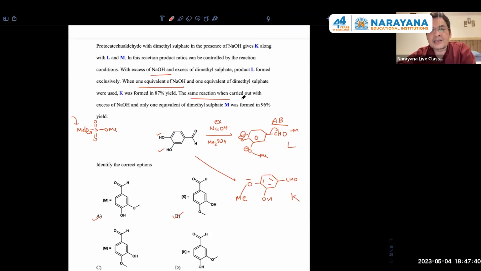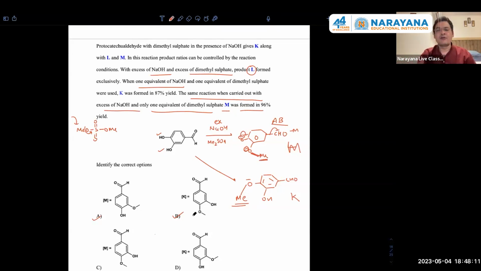The same reaction when carried out with excess of NaOH, and only one equivalent dimethyl sulfate, M was formed. Excess means these two will create anions. Only one equivalent means this anion should attack. So this should be M. Or if you have Me2SO4 also in excess, then both Me will generate. So the compound L is having both OMe, right? K compound, this is OMe, M compound, this is OMe.